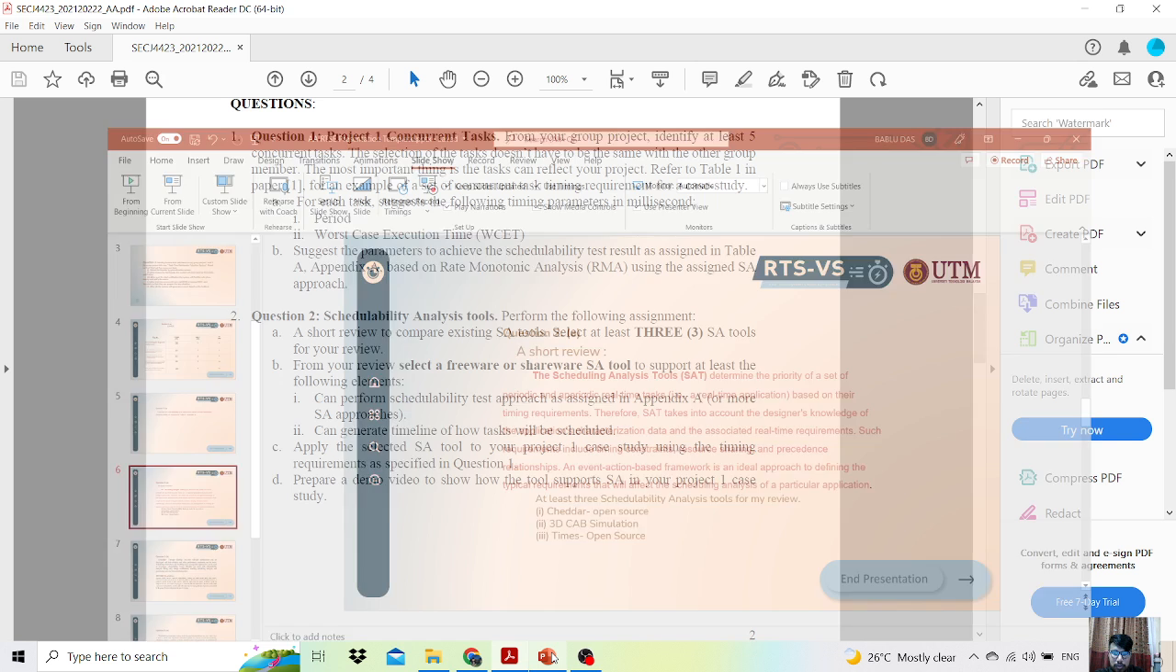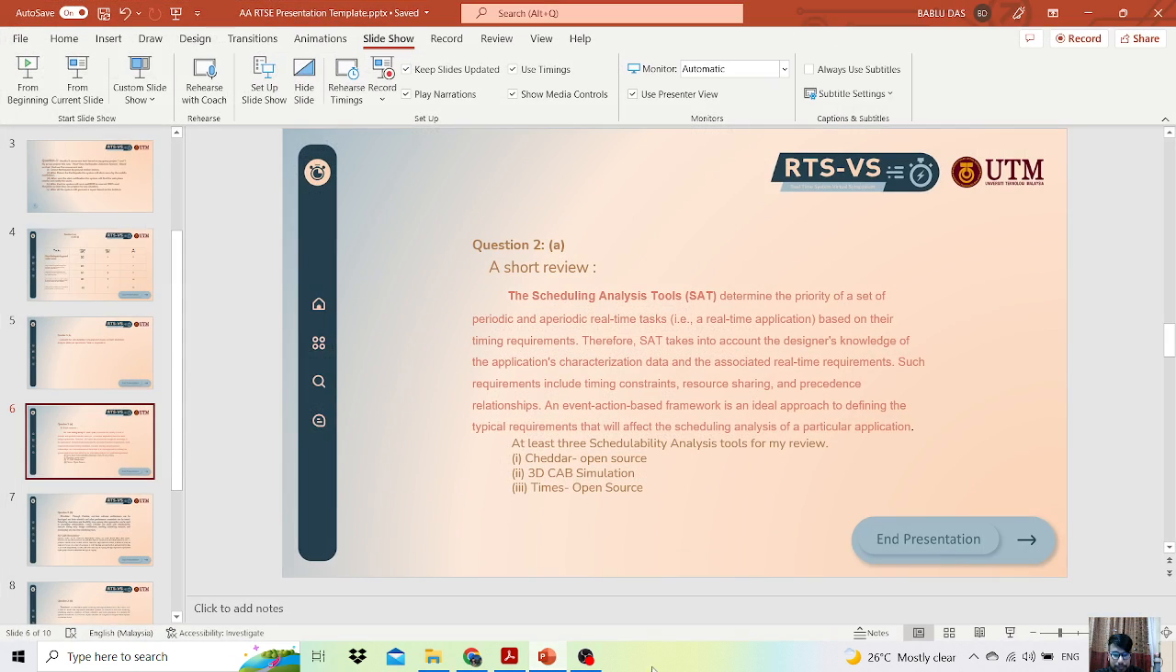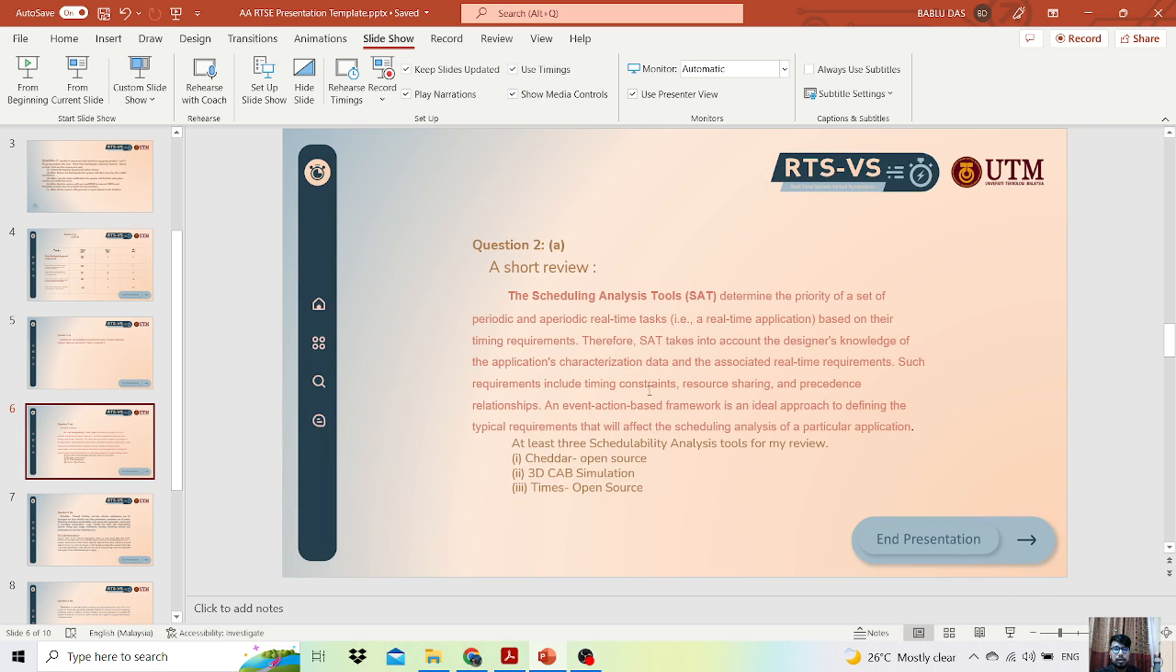The second question was a short review comparing existing SA tools. Select at least 3 SA tools for your review. The short review is of the schedulability analysis tool, which determines the priority of a set of predictable and appropriate real-time tasks based on their timing requirements. Therefore, SAT takes into account the designer's knowledge of the application characterization data and associated real-time requirements. Such requirements include timing constraints, resource sharing, and precedence relationships.